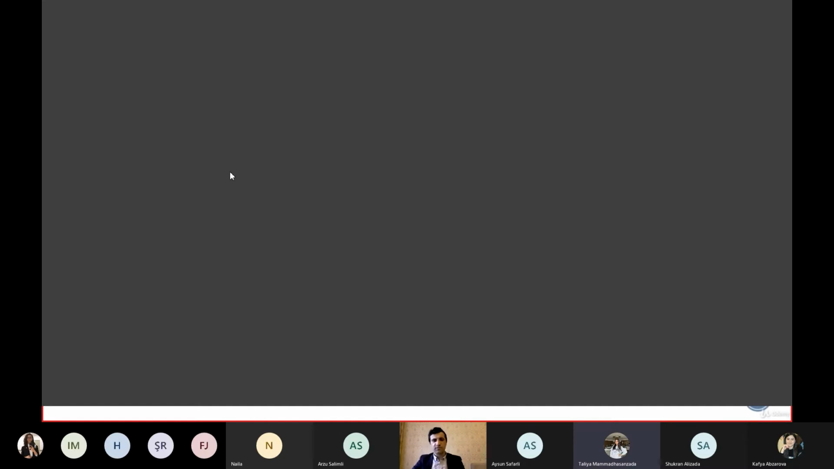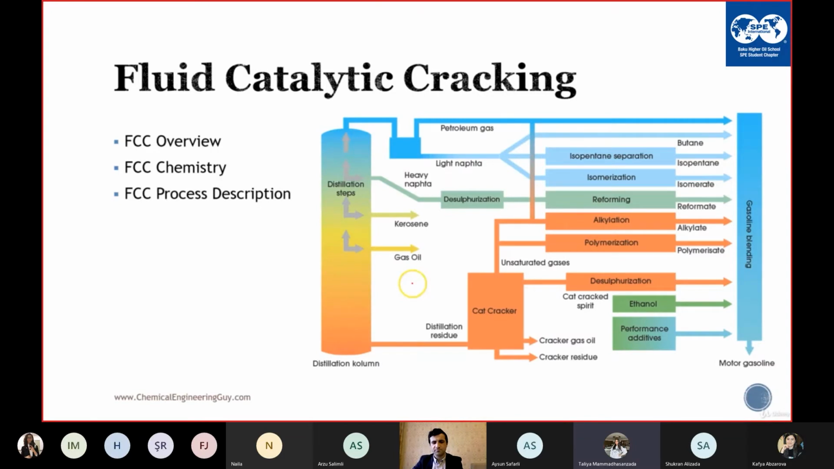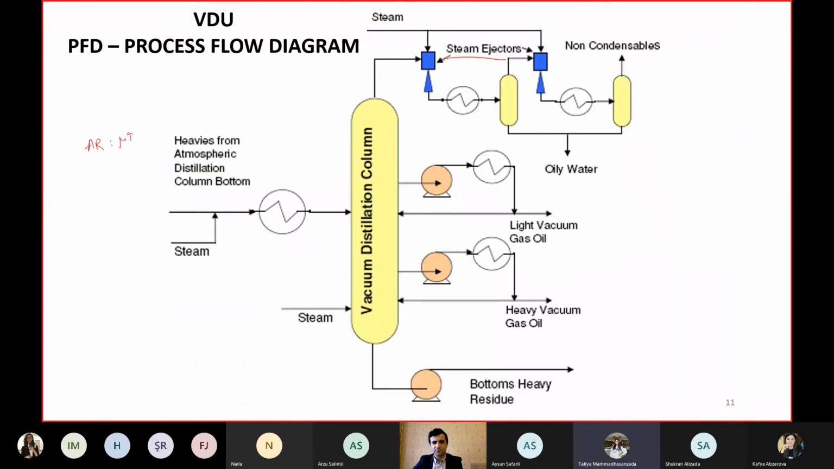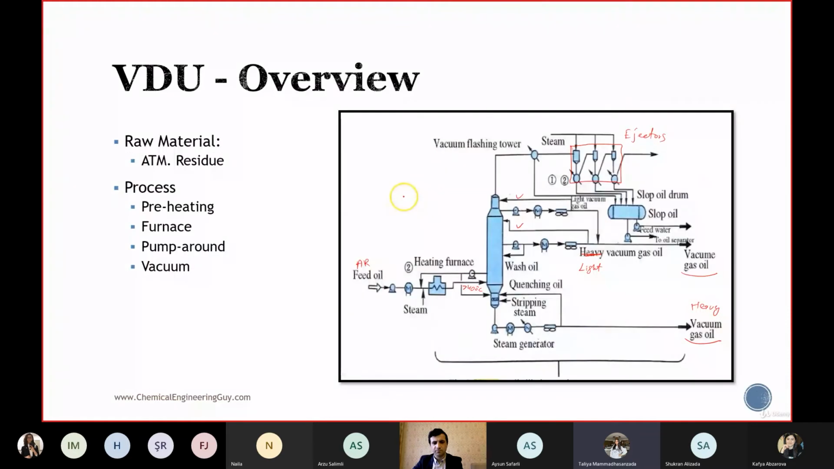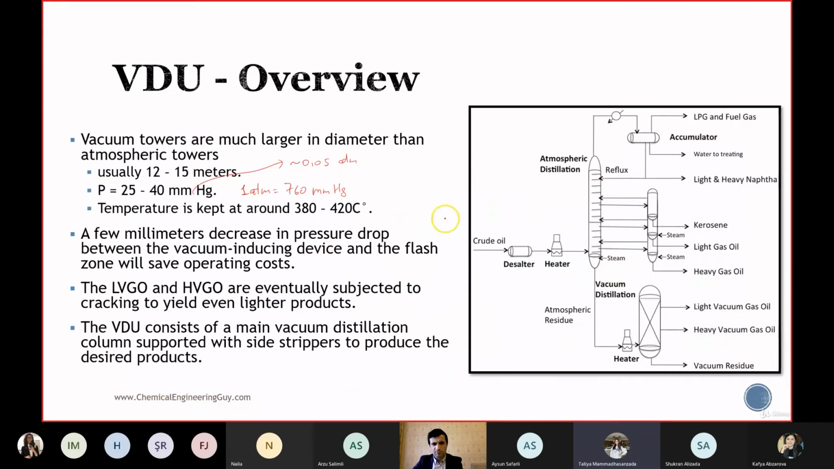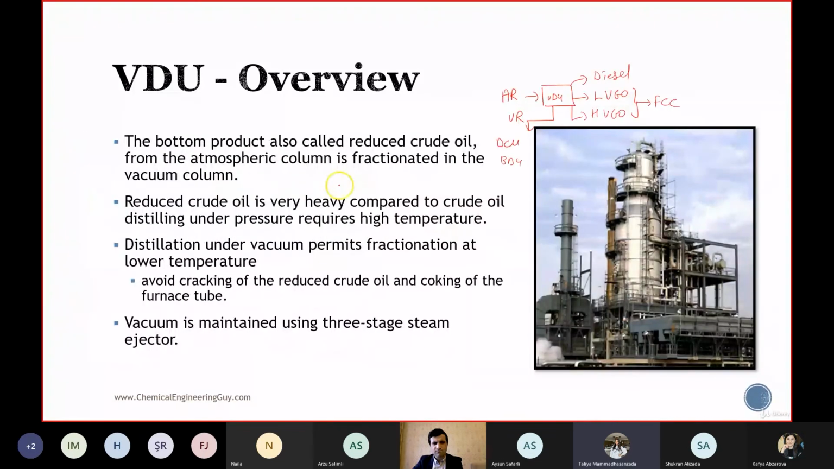I have a question, yes. Yes, please. Could you please go back to the slide VDU overview, previous slide? Just a second. Not this one. It was written previous than VDU. This one. Yes, it was written that the few millimeters decrease in pressure drop between vacuum inducing device. Yes, the next one.